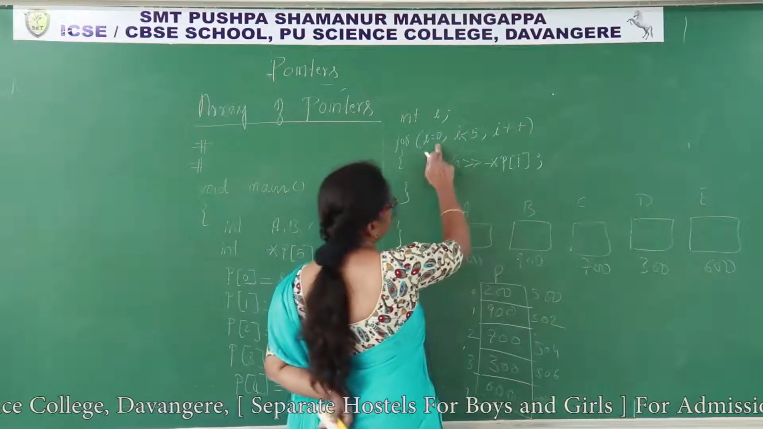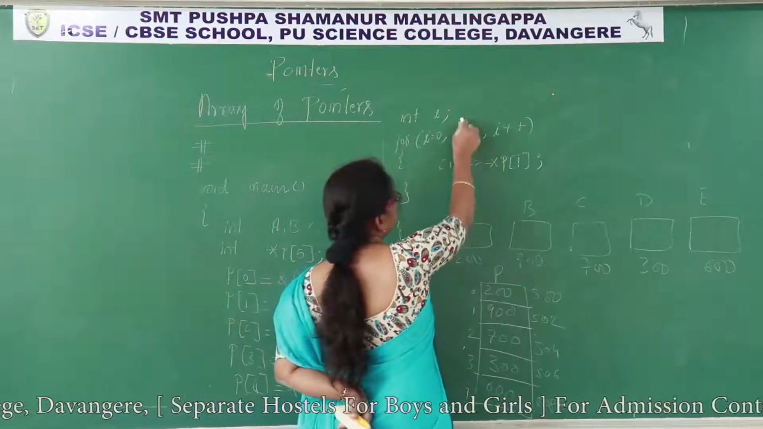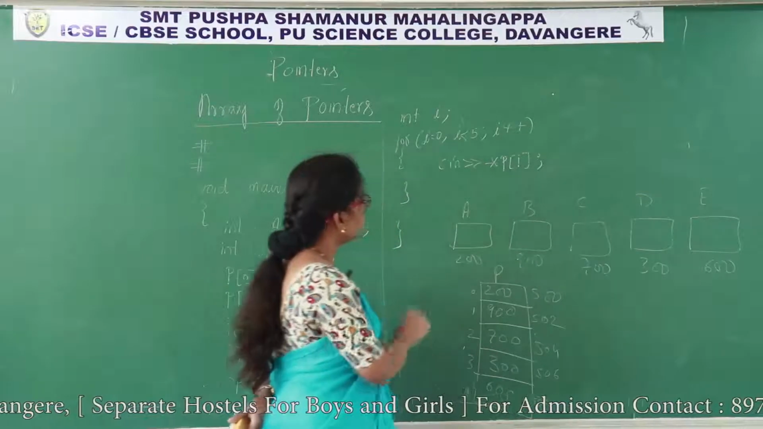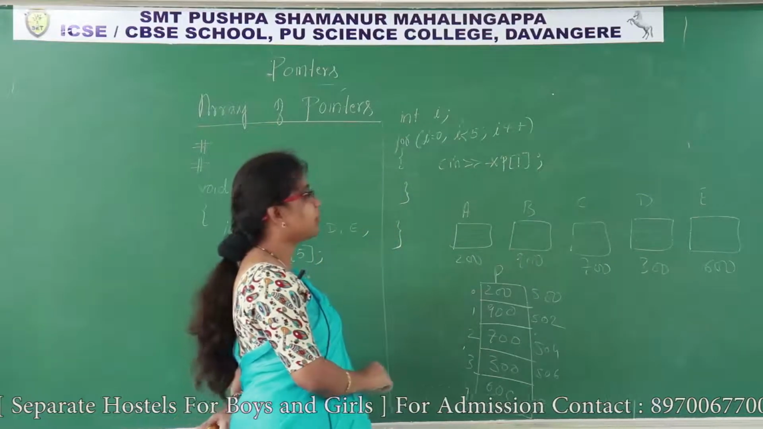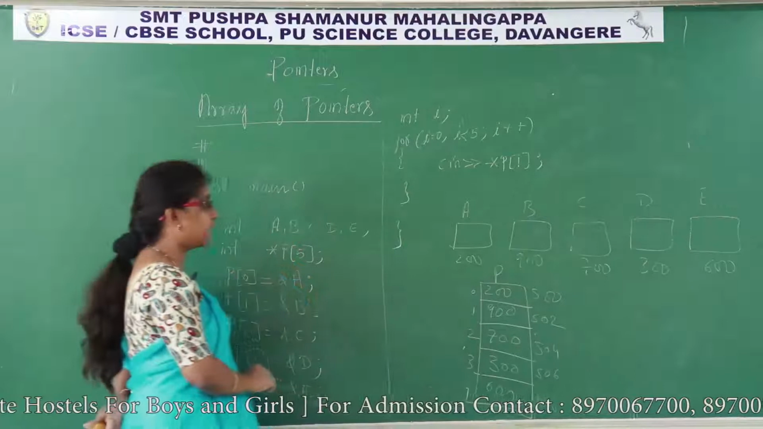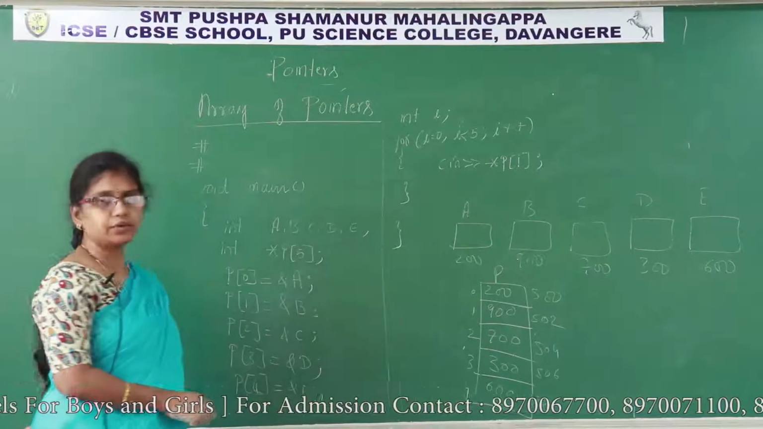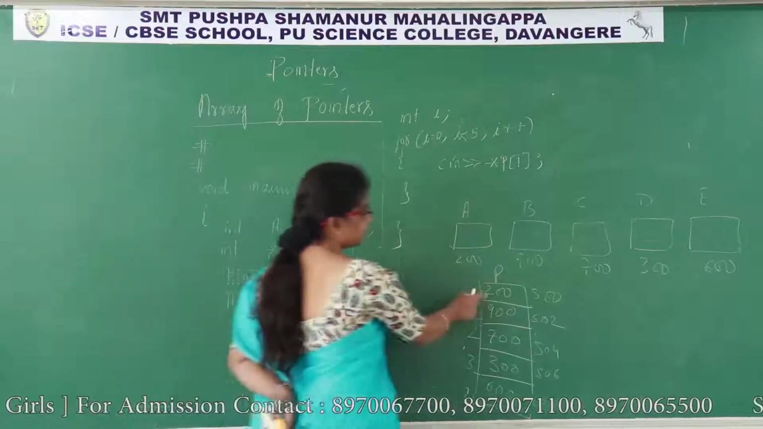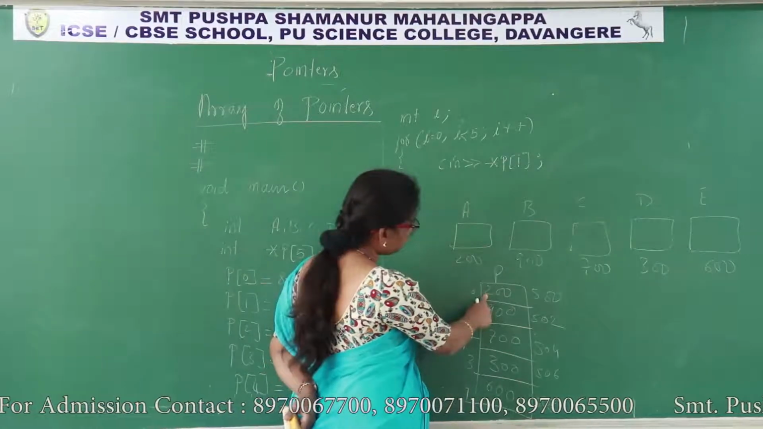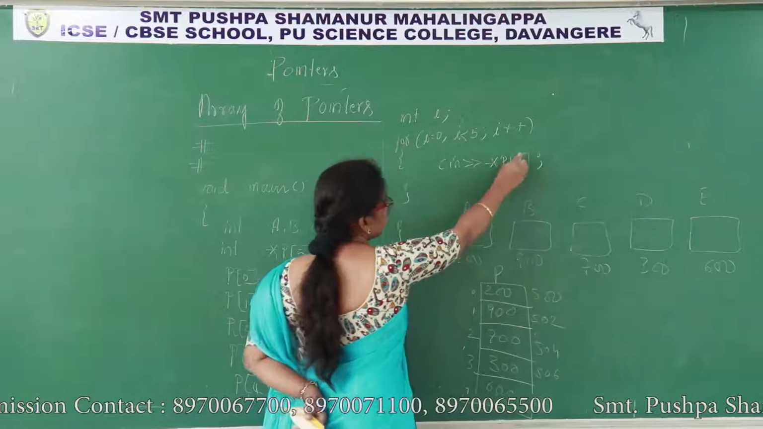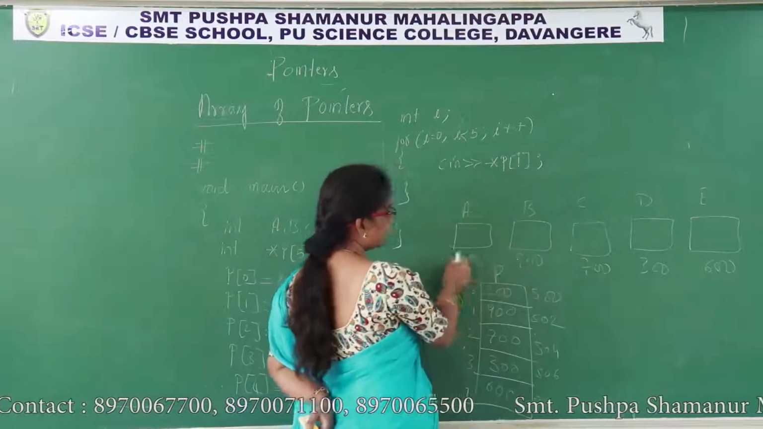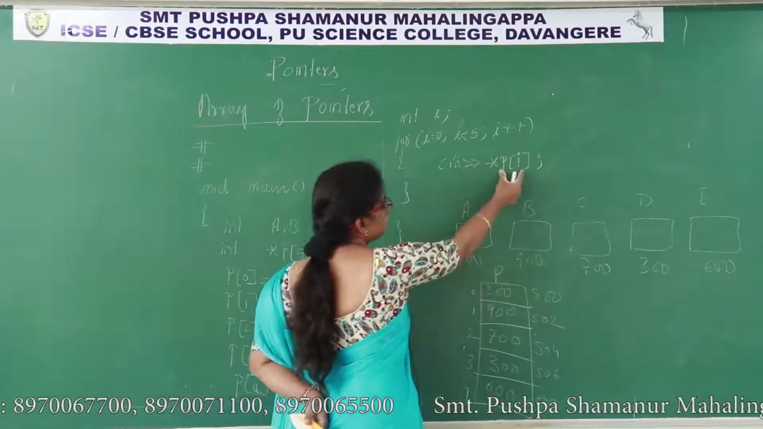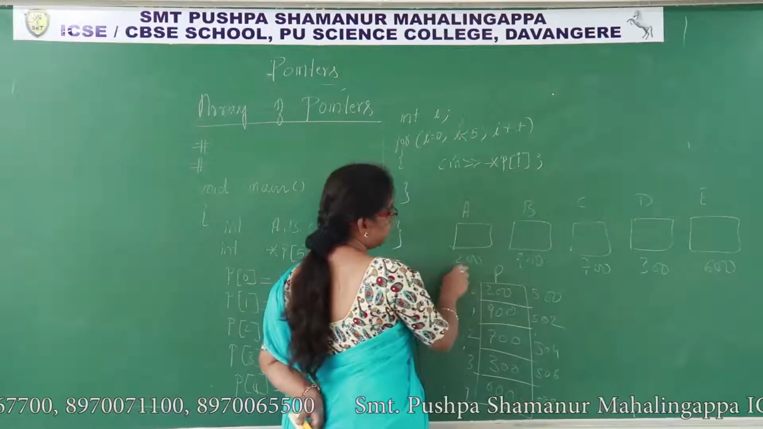Now, I is equal to 0, 0 less than 5, condition true. Then it enters the loop, star P of I. What is there in P of I? Right now, I value is 0. P of 0 means this memory. What is there in P of 0? 200 is there. So this is a memory, 200. P of 0 shows 200.